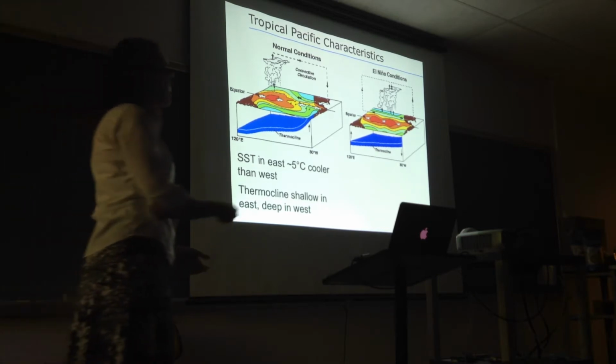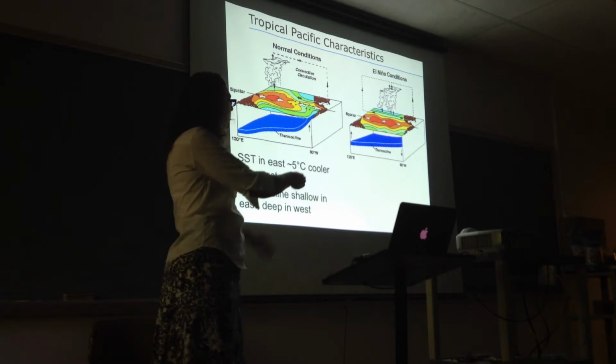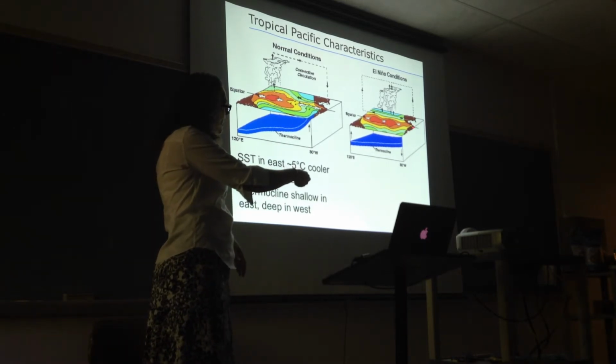That's basically what happens during El Nino. All this giant pile of warm water sloshes across the tropical Pacific. The warm water is now distributed all along the tropical Pacific.